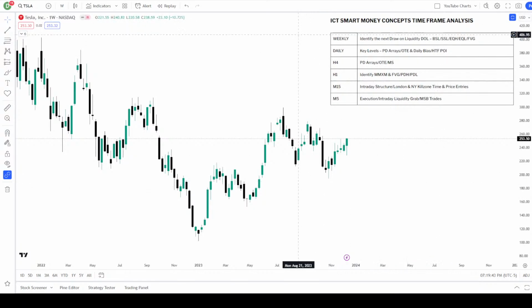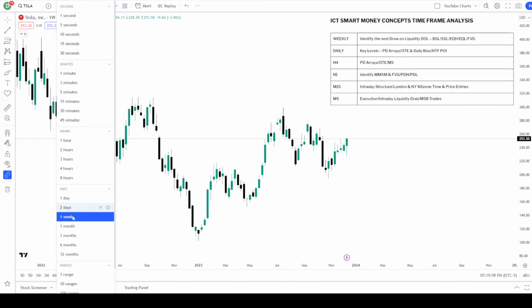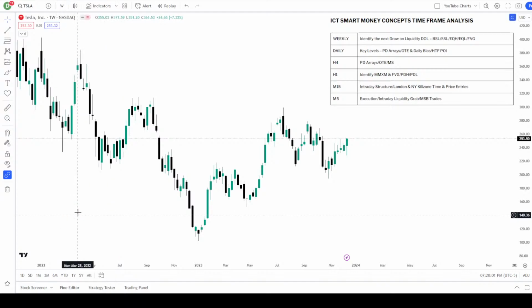The first thing we do on our new chart setups is copy and paste our smart money concepts time frame analysis right onto our chart. Then we start by looking at the weekly time frame. For those following along, this is how you select your time frame if you don't already know: you select W, 1 week. Each of these candles represents 1 week of price action.